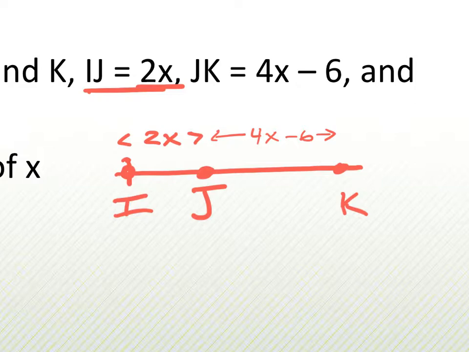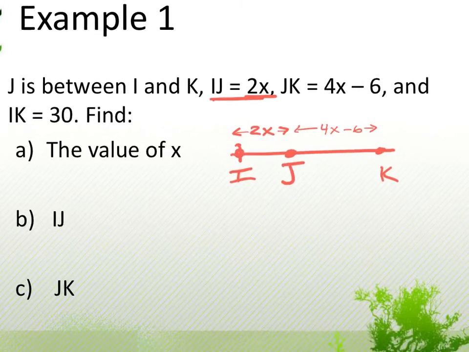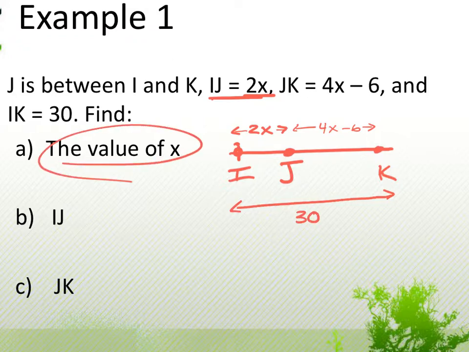Okay, so that's this distance right there. From J to K is 4x minus 6. The distance from I to J was 2x. And finally, they're already telling me that IK equals 30. The whole distance equals 30. They said, find the value of x.